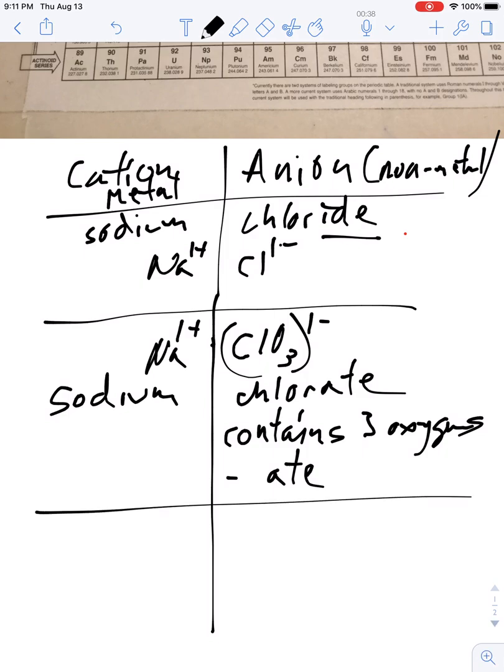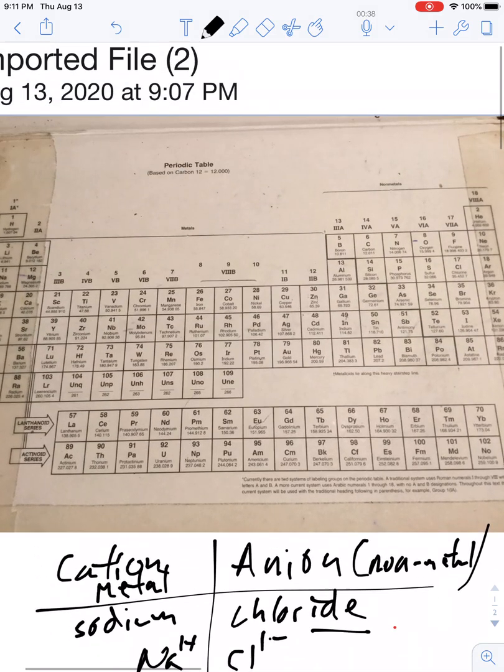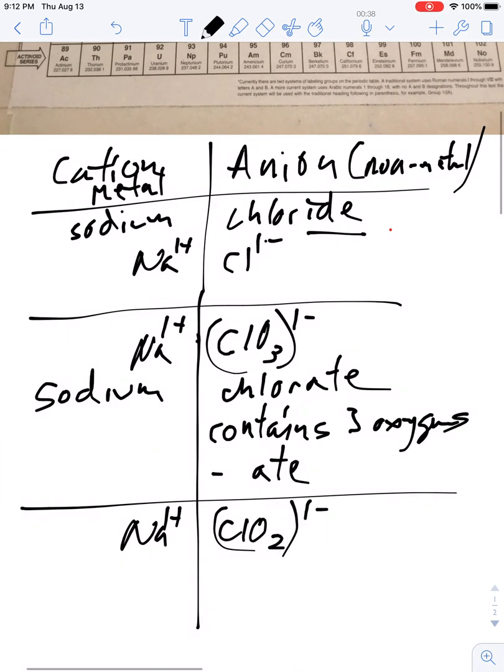Now how about this one? The charge stays the same. Oh, and I was going to say the charge follows the same charge as the group. I said you can look it up, but also you can look over here and see what column chlorine is in. Chlorine is in the 1- column. So that means chlorate is going to have the same charge as the chlorine.